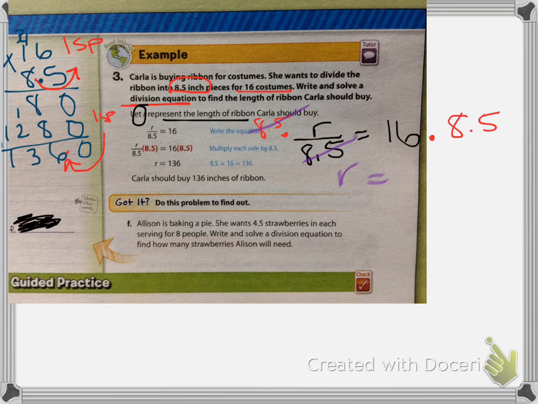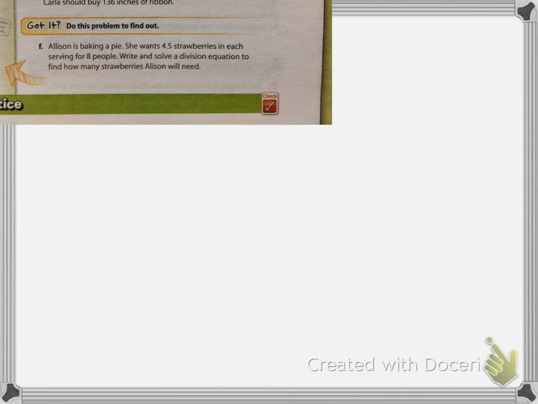And I should see you still writing this because I know this is something we need to practice. So now because you have 136.0 as your answer, you're going to go ahead and cross out the .0 because you don't really need that. So your final answer is going to be 136. R equals 136. All right, you can pause the video now and go ahead and work on F by yourself.